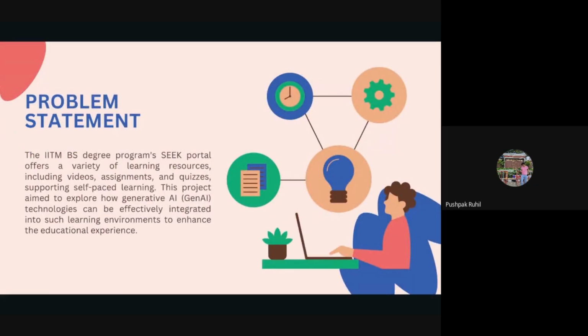So what was the original problem statement? The original problem statement was that we had to prepare a Seek portal. We can call it Seek 2.0. We have given it the name Seek++, and the portal should offer a variety of learning resources, including videos, assignments, quizzes, supporting self-paced learning. Also, the aim was to explore and implement generative AI technologies to make the learning experience more profound and interesting. So that was the problem statement.